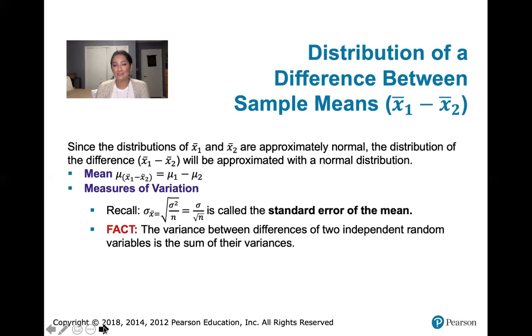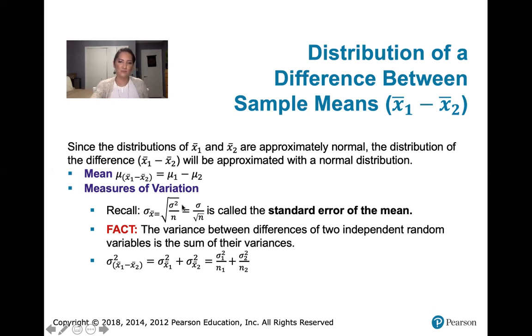Now, it is a fact that the variance of the difference of two independent random variables, and that's what we have, X sub 1 bar is independent of X sub 2 bar because we have two independent samples, is actually equal to the sum of their variances. It's not the difference of their variances like a lot of people think, it's the sum of their variances. So the variance of X sub 1 bar minus X sub 2 bar is equal to the variance of our first variable plus the variance of our second variable.